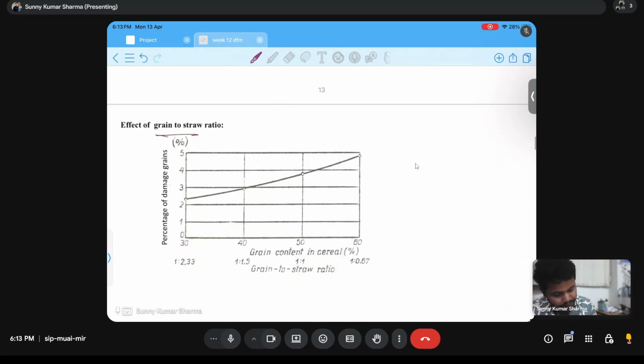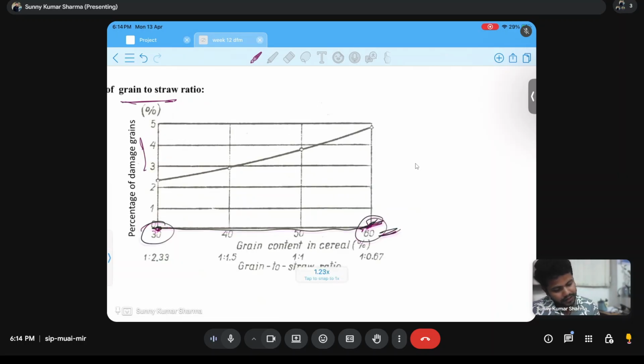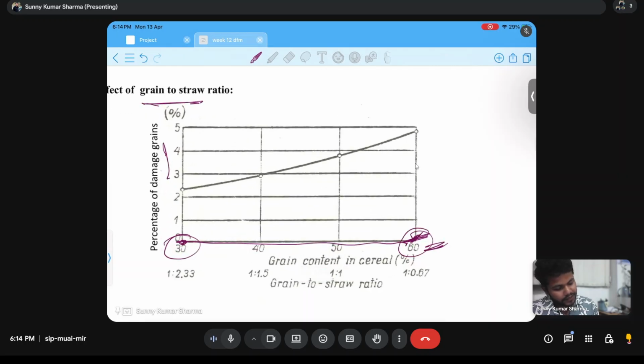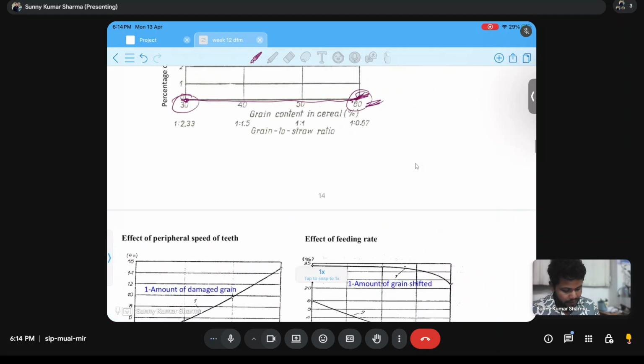And second one is grain to straw ratio. On this x-axis it is grain to straw ratio, which is maximum here. On this side more grain is there, on this side less grain is there, and this is damage percentage. If more grains are there in the crop to be threshed, more grains will be exposed for the threshing operation, so damage percentage will increase. So if we are increasing grain to straw ratio, damage percentage will increase.